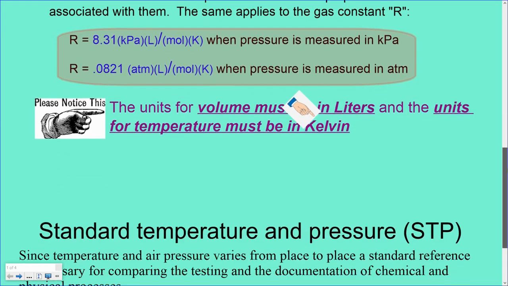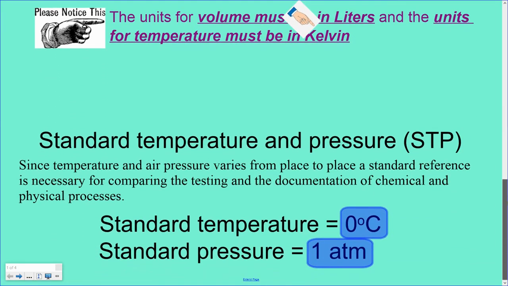Let's scroll down. Something else I need to talk to you about. Since temperature and air pressure vary from place to place, a standard reference is necessary for comparing and testing the documentation of chemical and physical processes. Basically, in chemistry for gas laws, we have standard conditions.